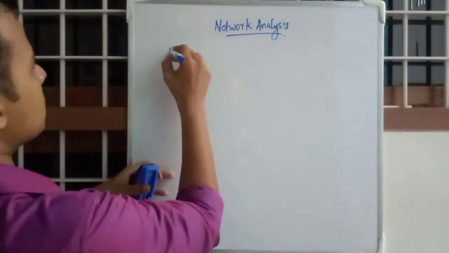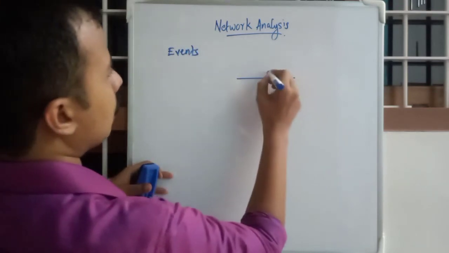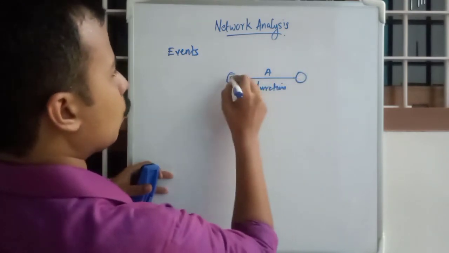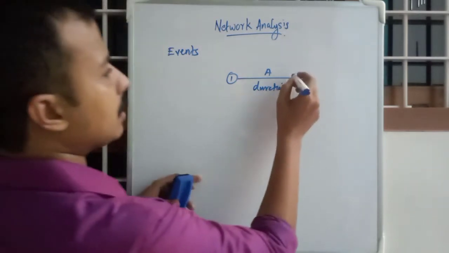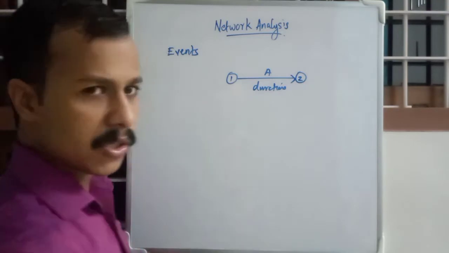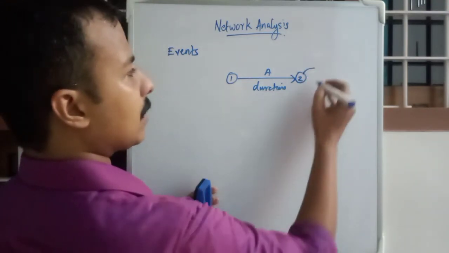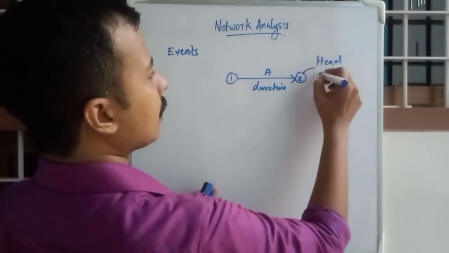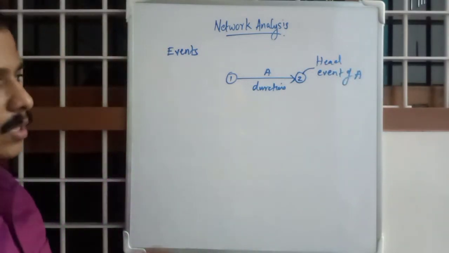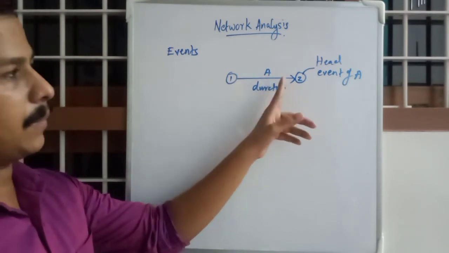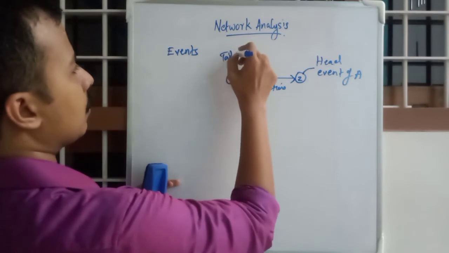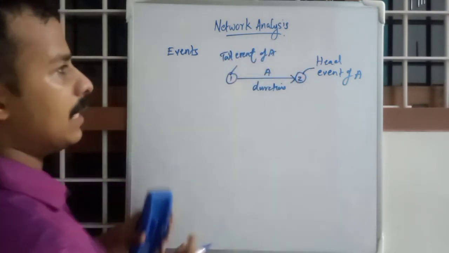Okay, so events. This is an activity, with duration, and these are events 1 and 2. Okay, so an activity is an arrow like this. Okay, when we take this single activity with 2 events, this second event is known as the head event of activity A, because it is at the head of arrow A. Okay, you get it? And obviously this will be the tail event of activity A.